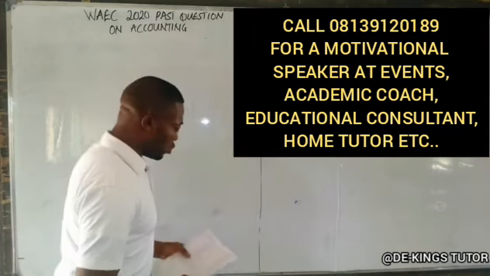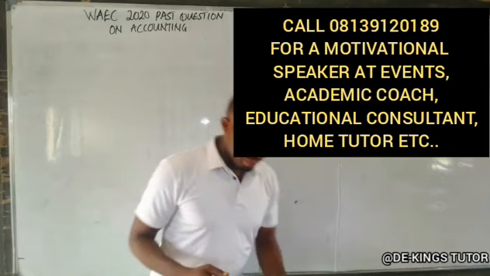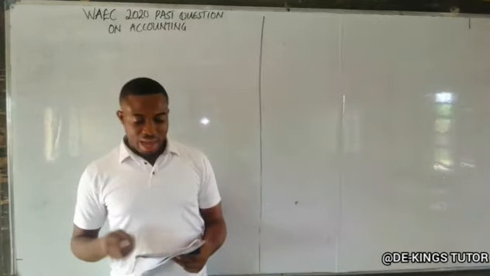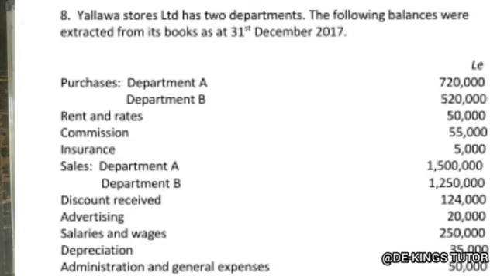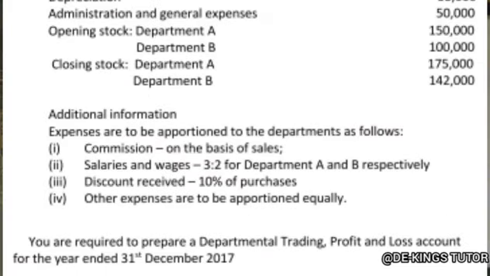Okay, now let's continue with the other question. Yalawa Stores Limited has 2 departments. The following balances were taken from each book as at 31st December 2017: purchases for Department A and Department B, rent and rates, commission, insurance, sales for Department A and Department B, discount received, advertising, salaries and wages, depreciation, administration and general expenses, opening stock for Department A and Department B, and closing stock.